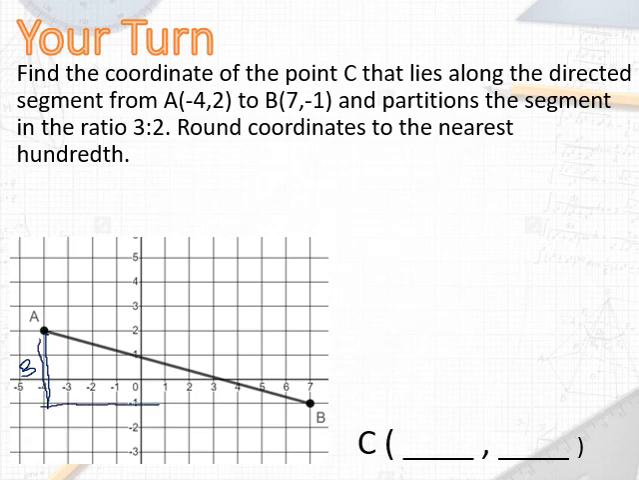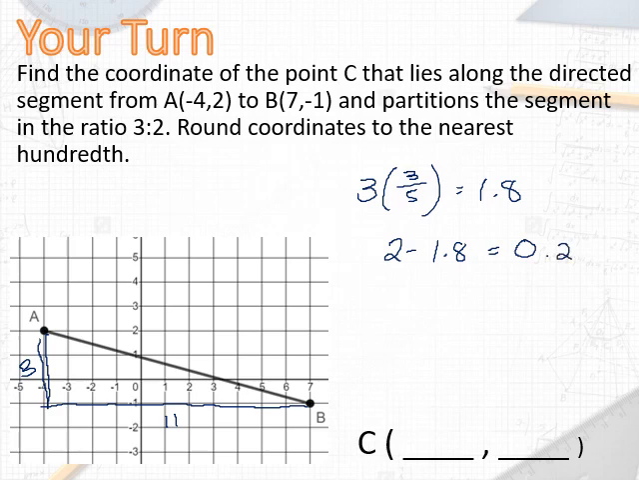All right, vertical 3, horizontal 11. So this is why this is a little bit more challenging, because neither of them are divisible by 5. So we've got 3 times 3/5. That is going to be 1.8 from A to B. So we're going down 1.8. So it's going to be 2 minus 1.8, which is 0.2. So that's my y coordinate.